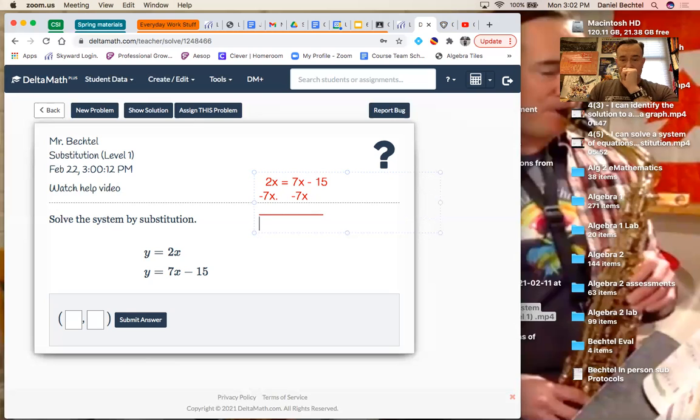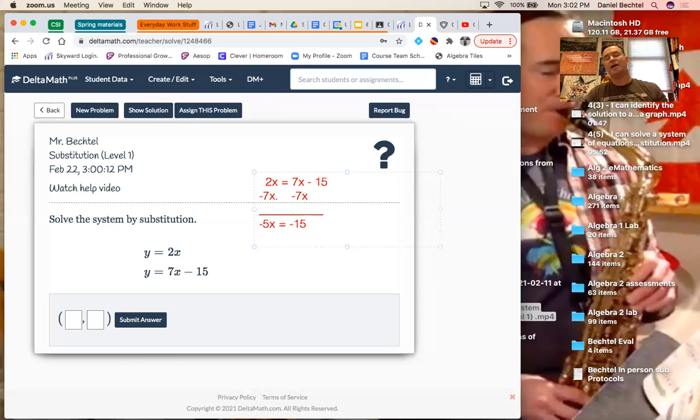So when we do this, let's see what we have. 2x minus 7x will give me negative 5x on the left-hand side. The 7x and the negative 7x will cancel out and become a zero pair, and I'll be left with a negative 15 on the right-hand side. I got rid of that negative. I wonder what happened there. So negative 15 on that side.